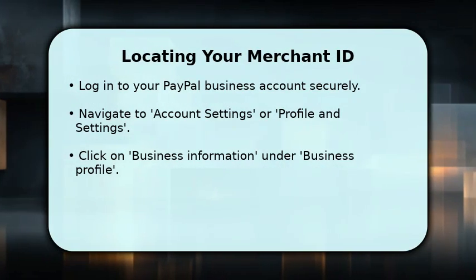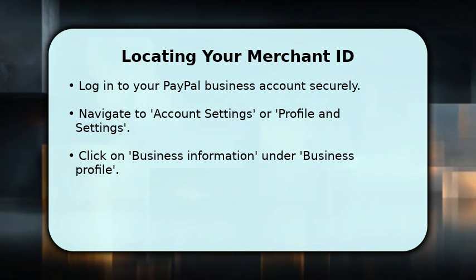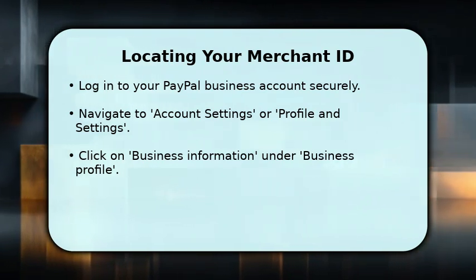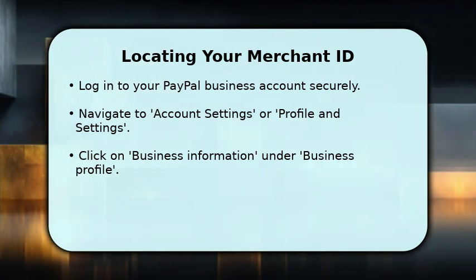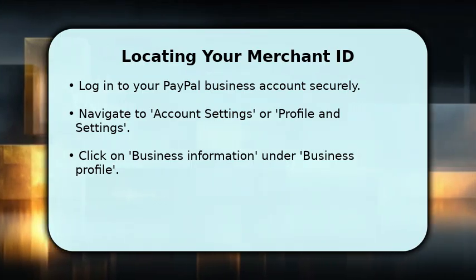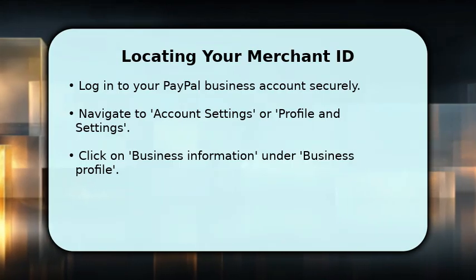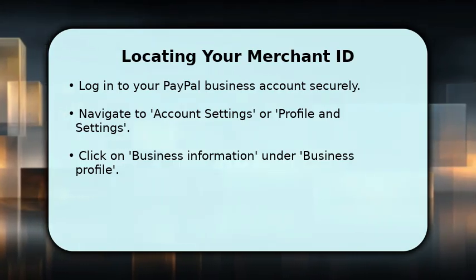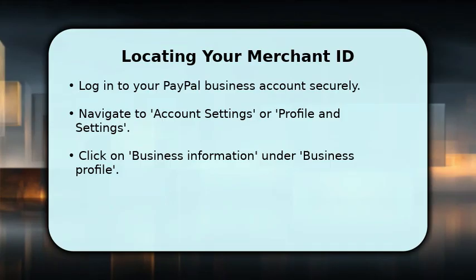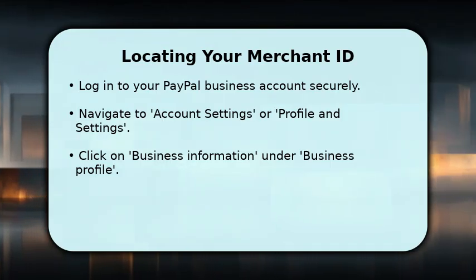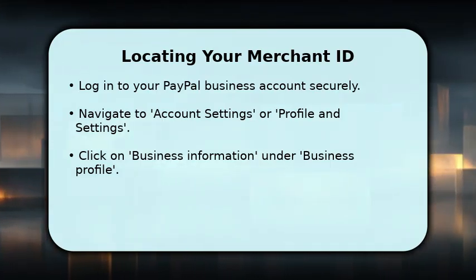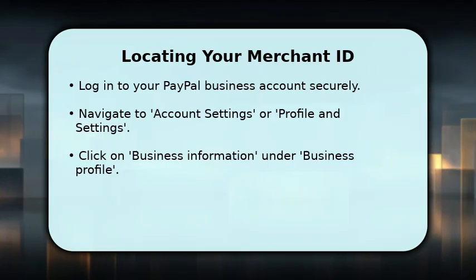If you operate a business account, you'll be looking for your unique merchant ID. First, log in to your PayPal business account. Then, find and click on Account Settings or Profile and Settings in the top right corner. From there, select Business Information located under the Business Profile section. You will then see your distinct 13-character merchant ID clearly displayed on that page.